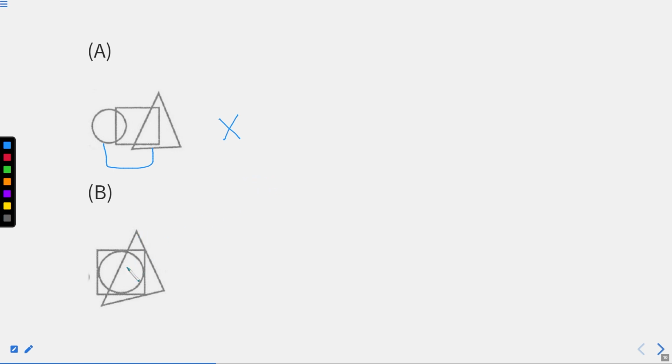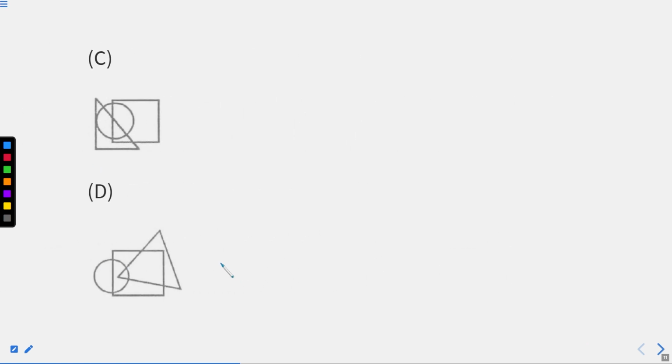Now here, this is our triangle, this is our circle, and the common area between both of them is this. I hope this part is clear. But we want to exclude the square part, and this complete common area is already within the square. So this is also not your answer. Now we'll check for other figures as well.